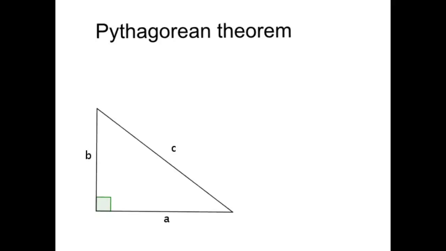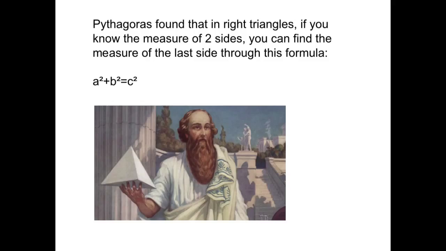Today we're going to learn about the Pythagorean Theorem, which we use in right triangles. The Greek mathematician Pythagoras found that in right triangles, if you know the measure of two sides, you can find the measure of the last side through this formula.